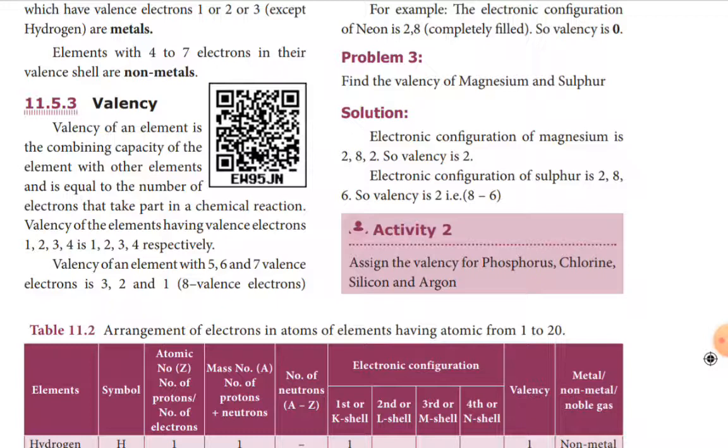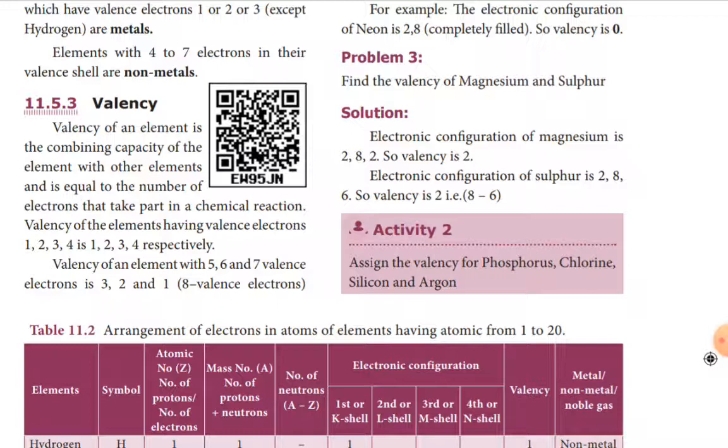So what is the valency of phosphorus? The valency of phosphorus can be calculated by subtracting 5 from 8. 8 minus 5 is equal to 3. Valency of phosphorus is 3.